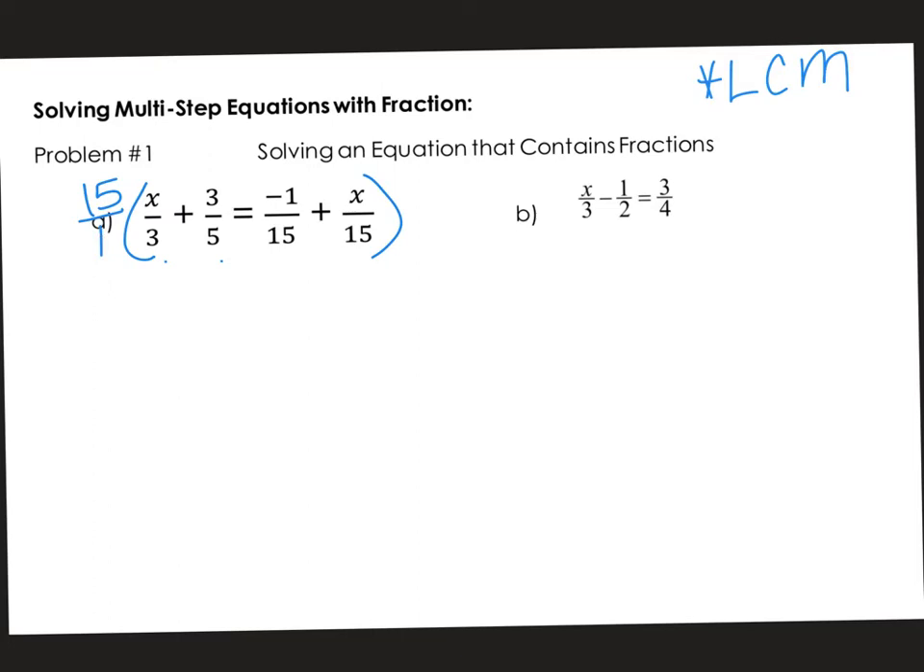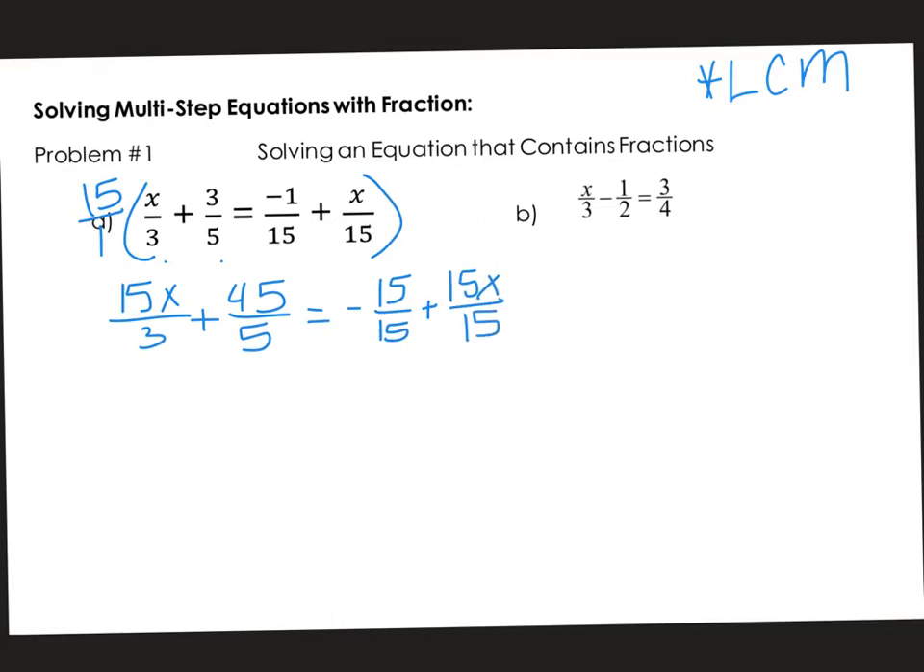So when I go through and multiply, my first term will be 15x over 3. My second term will be 45 over 5. My third term will be negative 15 over 15. And then I have 15x over 15. So the good thing is that we can now simplify all of our fractions.